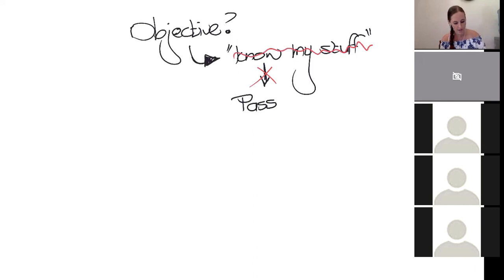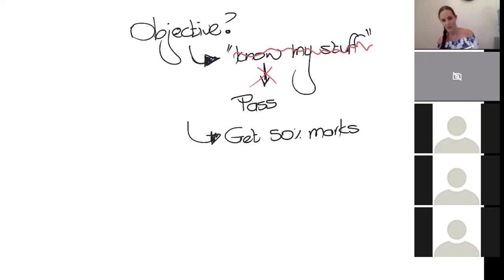Your objective for CTA is not to know your stuff. Your objective for CTA is to get 50% of the marks. That's your objective. Perhaps for some of us, we need something slightly higher because of our year marks, but we're not going to ignore that for now. So your objective is to get 50% of the marks. It feels a little bit subtle, like, what's the actual difference? There's a huge, huge difference here.